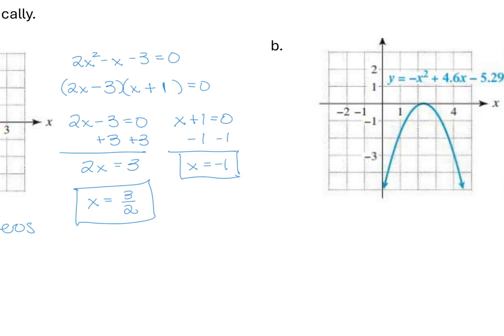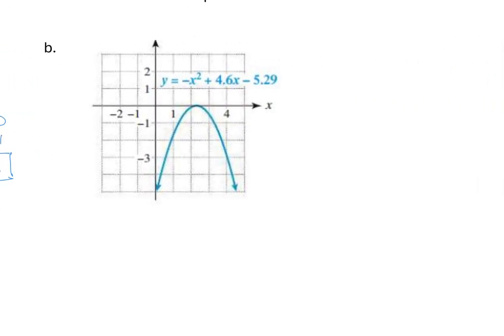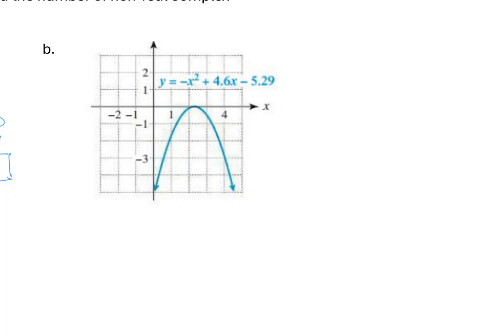All right, the next one, let's see what we can do. Example B, when I look at this, I see 1. To me, it looks like this is touching the x-axis. And so what that means is this is actually factorable as well. It may not look like a nice number, but because it is 1, I know that my factors are going to be exactly the same, which means that this is going to be a perfect square trinomial.